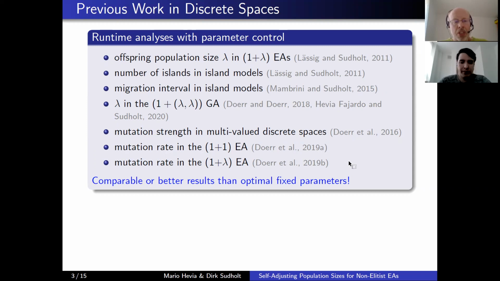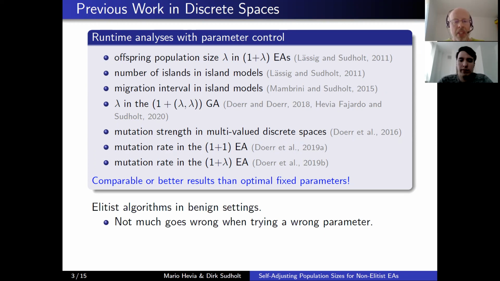And many of these results showed that the results you can get with parameter control are comparable or even better than results you get with the optimal fixed parameter. So with parameter control, we don't need to know what an optimal fixed parameter is. We can just automatically tune it. And we can even be better than the optimal fixed parameter because the parameters can change during the course of the run and so adjust to whatever is needed.